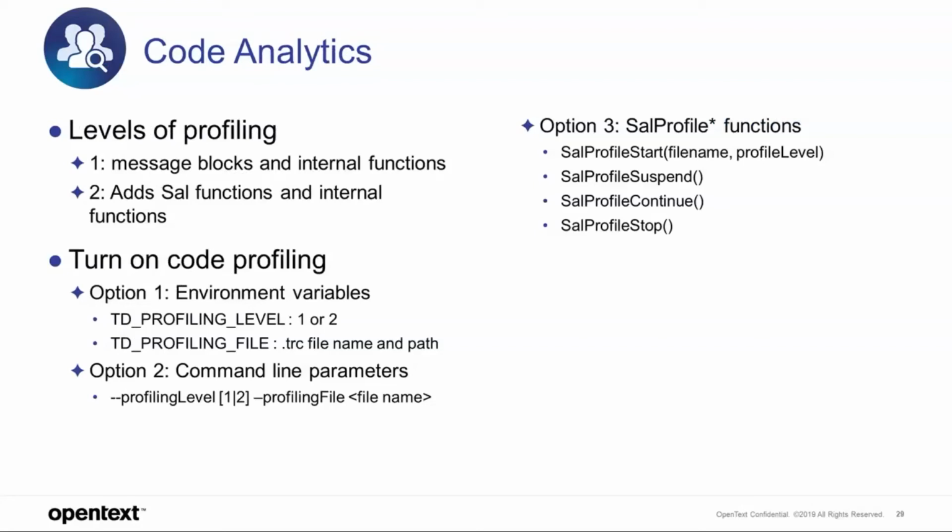There are several options for how you can turn on code profiling. You can do that either through environment variables, or through command line parameters, and each of them allows you to provide the profiling level and the profiling file name. Or you can enable everything through new SAL profile functions. So SAL profile start, SAL profile suspend, and so on, allow you to create profiling of your application code.